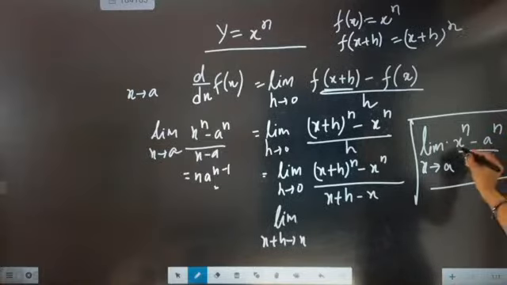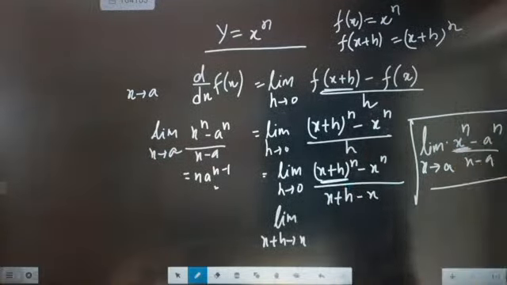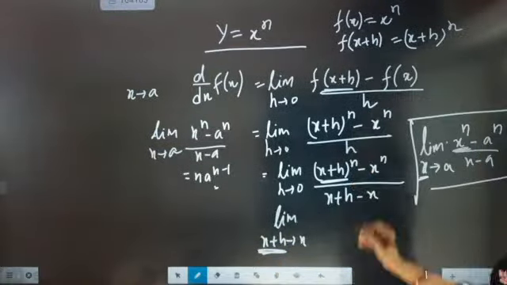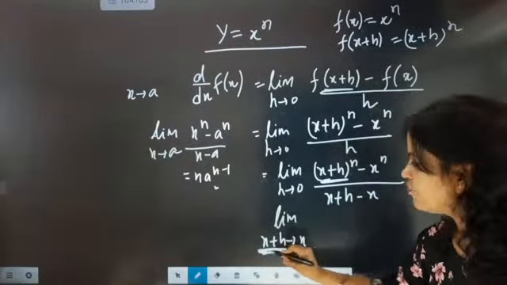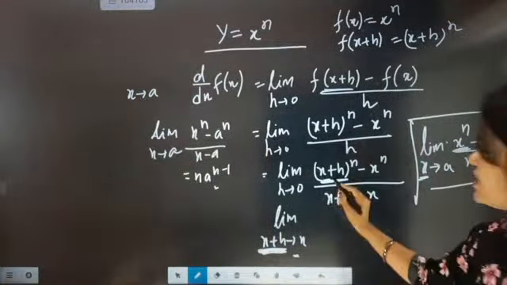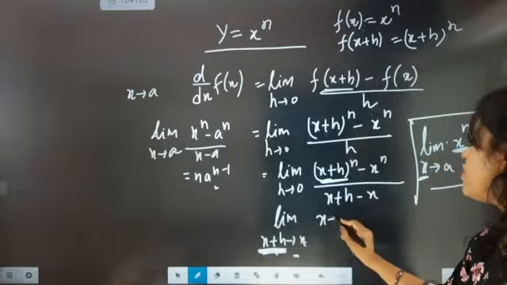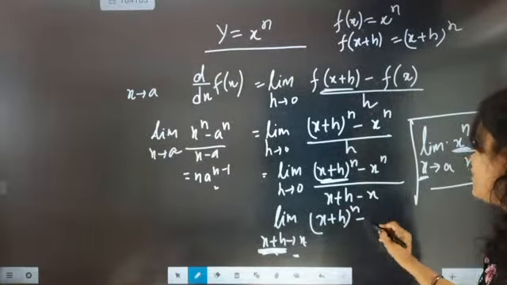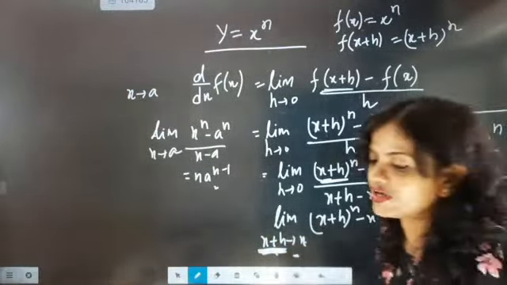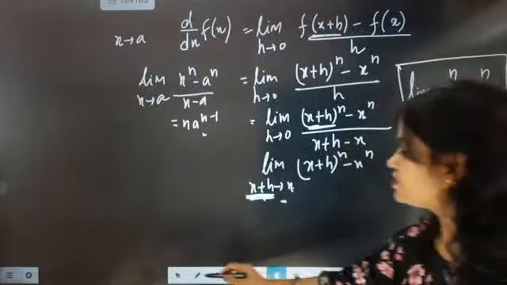So now here, instead of x, what is there? X plus h. So we can write x plus h here. Now x is tending to a, so x plus h will be tending to x. I just added x on the denominator and on both sides of the limit. So we got this point.